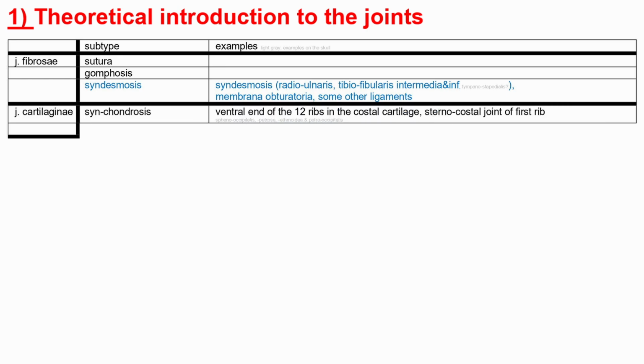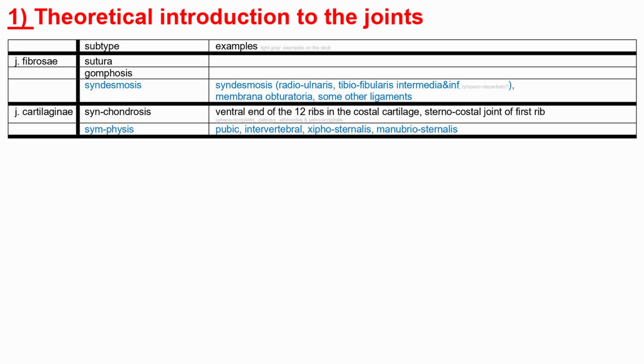Next, we have the synchondrosis. In the adult body, they occur only between the bony and cartilage parts of the 12 ribs and between the first rib and the sternum. The symphysis of the human body are symphysis pubica, symphysis intervertebrale, and symphysis manubrio and xiphosternalis. And since they are all amphiarthrotic, they are slightly movable.